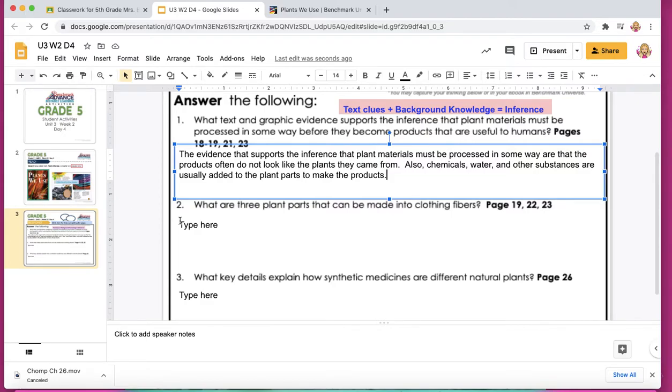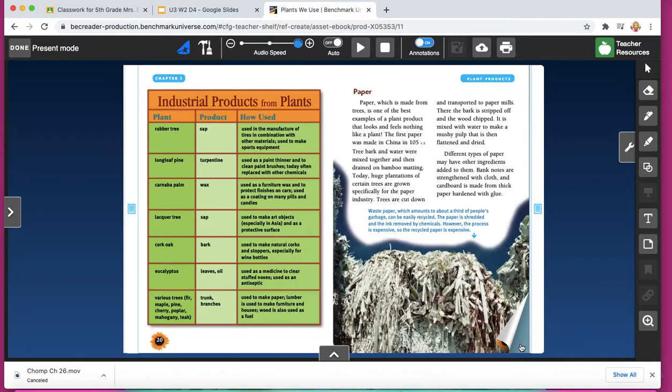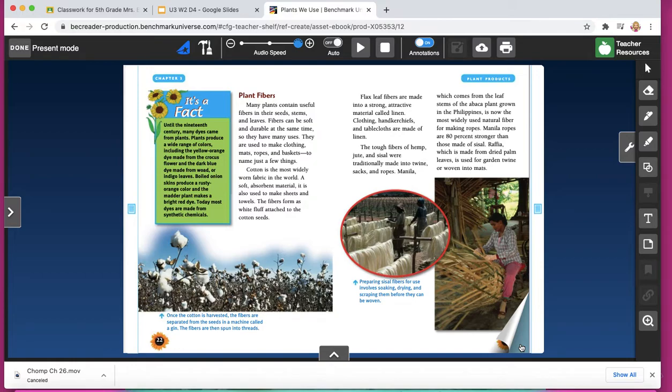Number 2 says, what are the 3 plant parts that can be made into clothing fibers? Okay, so we're going to be looking for a part talking about how plants are made into our clothes. So let's skip ahead here. I believe the answer lies on page 22. I can see right here it's talking about cotton, and that picture has a picture of the cotton plant. And you probably know a lot of your clothes and bedding and other types of cloth is made from cotton.